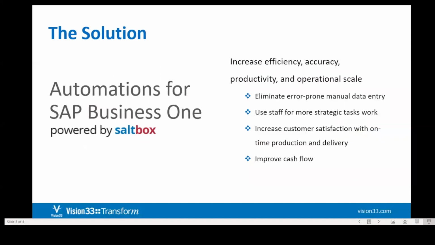The solution is automations for SAP Business One powered by Saltbox. This will increase efficiency, accuracy, productivity, and add to your operational scale. It will eliminate error-prone manual data entry. It will allow you to use staff for other important work and tasks. It can increase customer satisfaction because of on-time production and on-time delivery, and it will certainly improve cash flow.